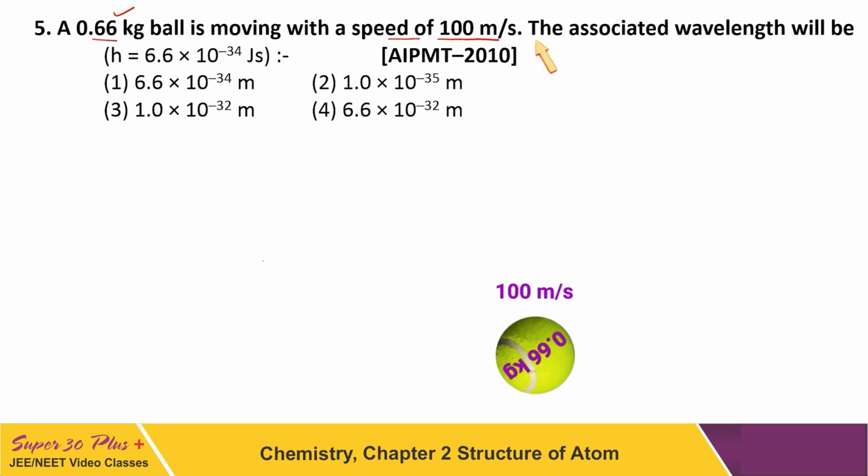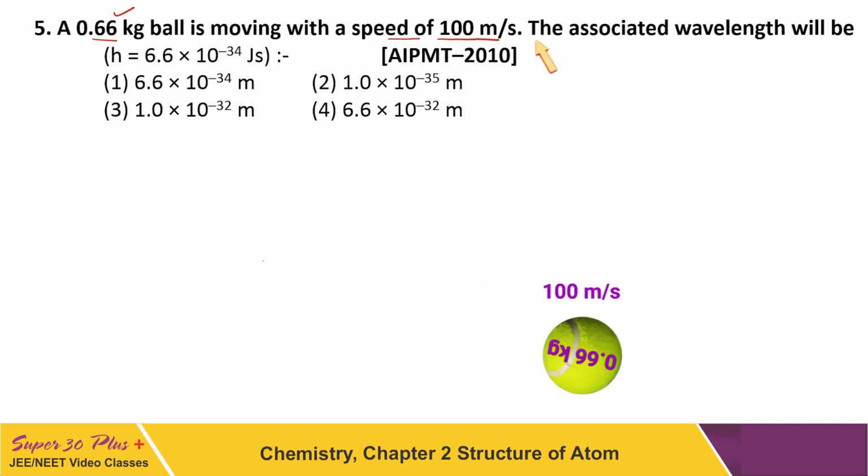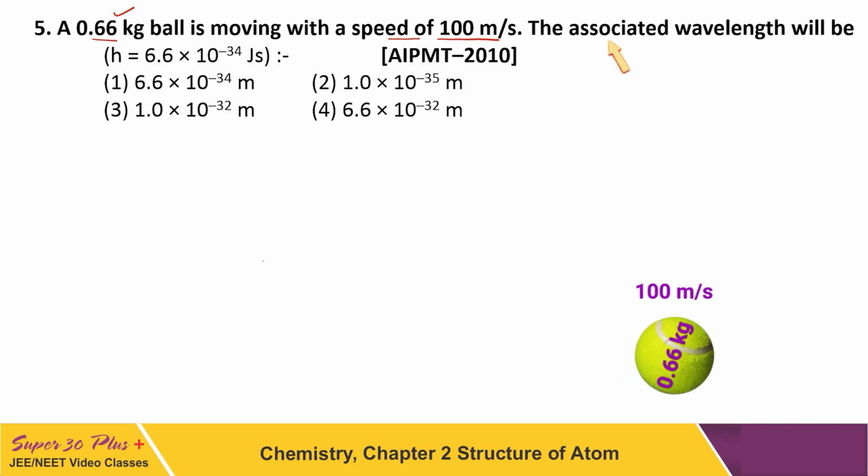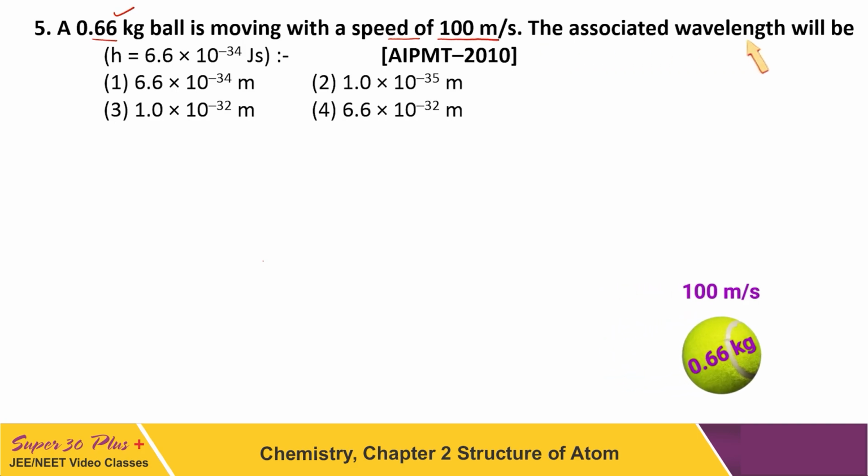Now, as per de Broglie, whenever there is a moving mass, there will be association of some de Broglie waves with the particle, and the de Broglie wavelength is given by lambda equals h upon mv. So now what do we have here? We have mass of ball. Yes, we do have. Do we have the speed of ball? Yes, we do have. And we have to find out the wavelength.